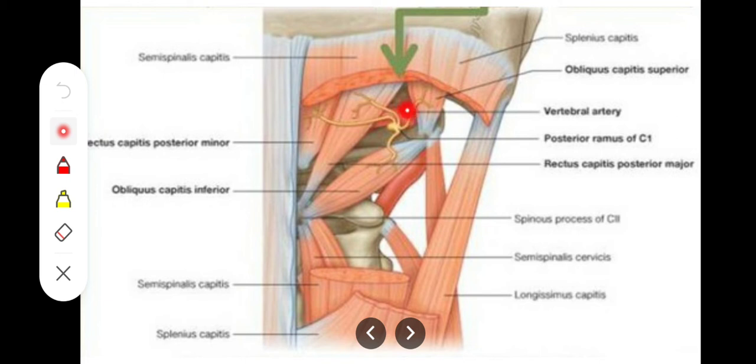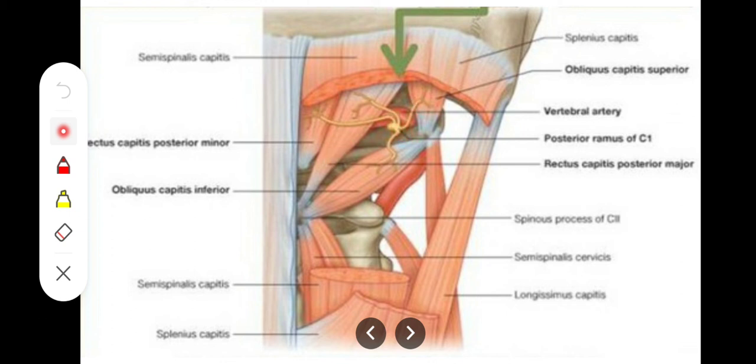So the third part, which goes from here towards the vertebral canal, will be seen here in the suboccipital triangle. Along with the third part of the vertebral artery, we will also find the dorsal ramus, or the posterior ramus, of the C1 cervical spinal nerve, that is the suboccipital nerve. Along with that we also see the suboccipital plexus of veins here.